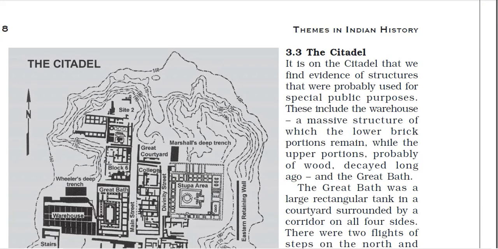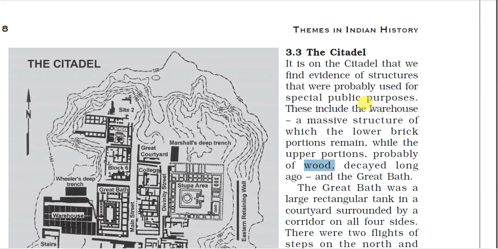Next is Citadel. Citadel, I've told you, was an elevated part of Mohenjo-daro, and there are two structures in Citadel which are very important. One is called the Great Bath. I think you already know this as a part of your general knowledge. And the second is the warehouse. Warehouse doesn't exist anymore. The structure was made up of wood, and wood, all of you know, decays. It's a perishable material, it decays.